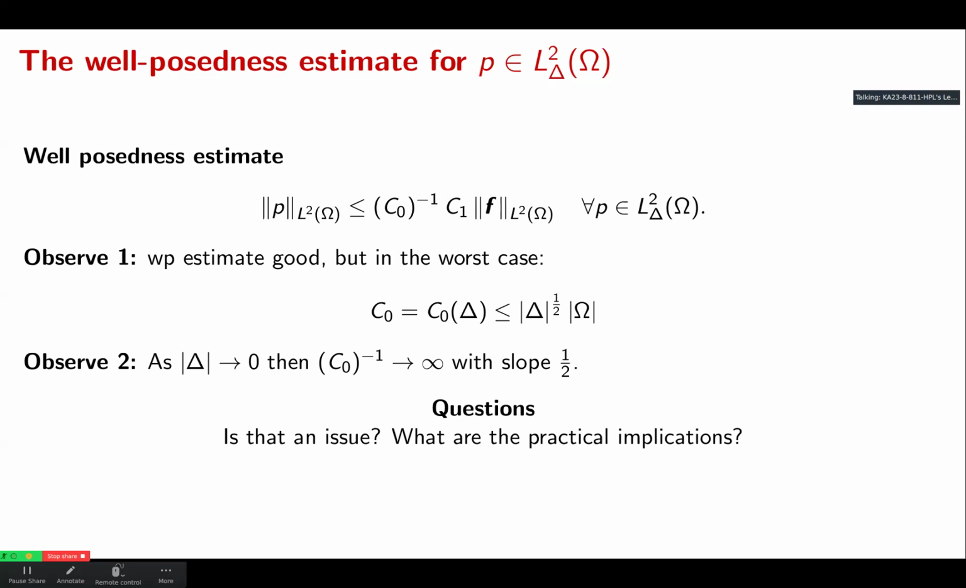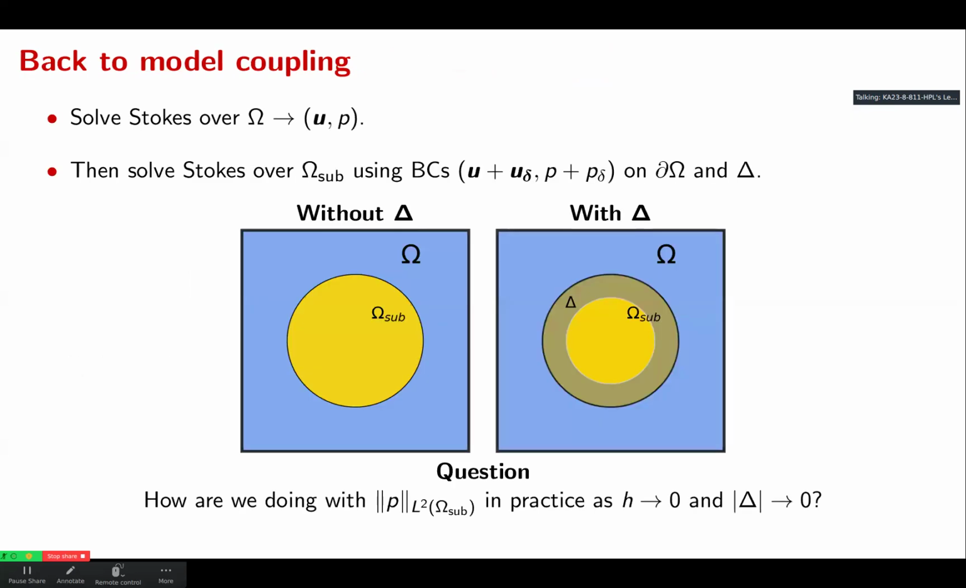So C0 over delta depends on the square root of the volume of delta. If we send this volume of delta to zero, making the region thinner and thinner, then the inverse of that constant will go to infinity with slope 1/2. This smells of an issue, but is it really an issue in practice? What are the practical implications?